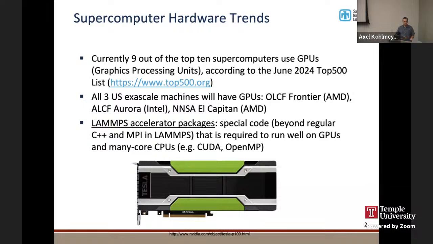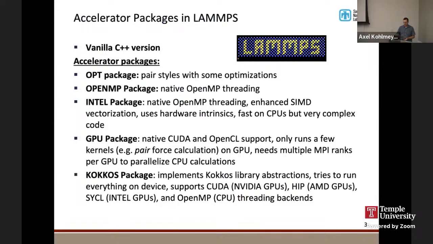So to run on GPUs, you need special code. Your regular C++ with MPI won't allow you to take full advantage of a GPU. And then you can also use multi-threading on many-core CPUs as well. Okay, so there are different accelerator packages in LAMMPS. An accelerator package is really just a different version of LAMMPS that supports a certain type of hardware.